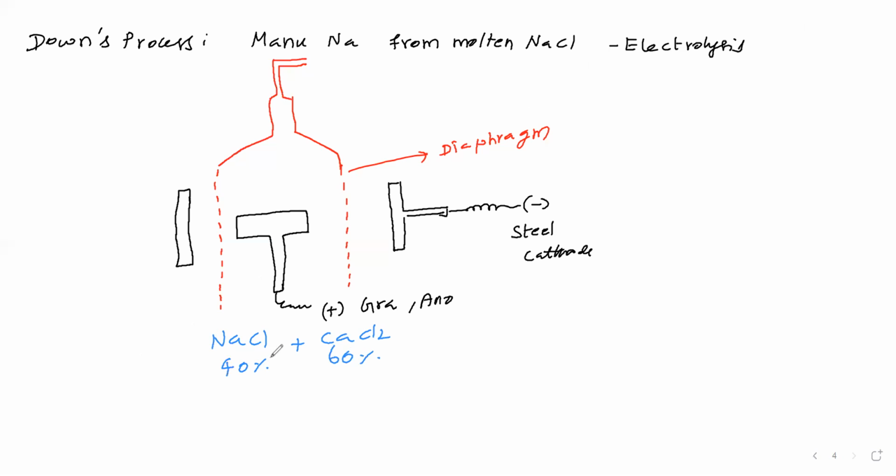This is taken in molten form. To keep it in molten state, we have to provide the necessary temperature. The necessary temperature is 1123 Kelvin, which is provided here. Okay, so this is the electrolyte. Now this vessel is a closed vessel. After taking this electrolyte, we are closing this vessel.